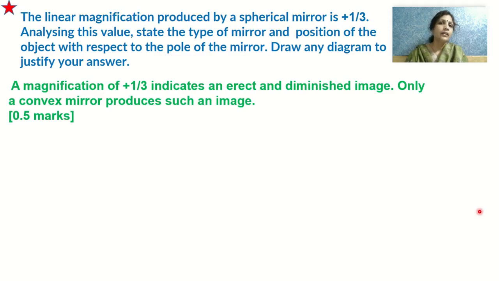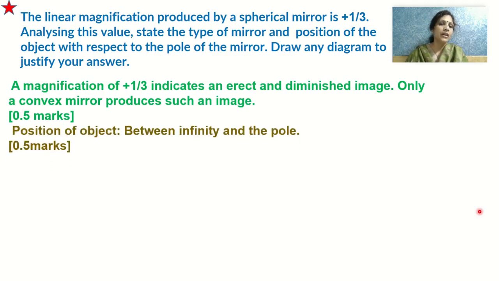And you are asked, find the position of the object with respect to the pole of the mirror. Now the position of the object will always be between the infinity and the pole. In case of convex mirror, wherever you keep the object between infinity and pole, you will always get a virtual and diminished and erect image. So to identify the position of an object, you will be given half mark.